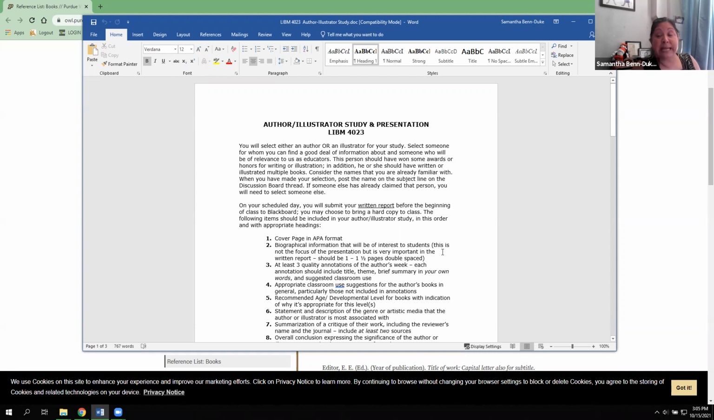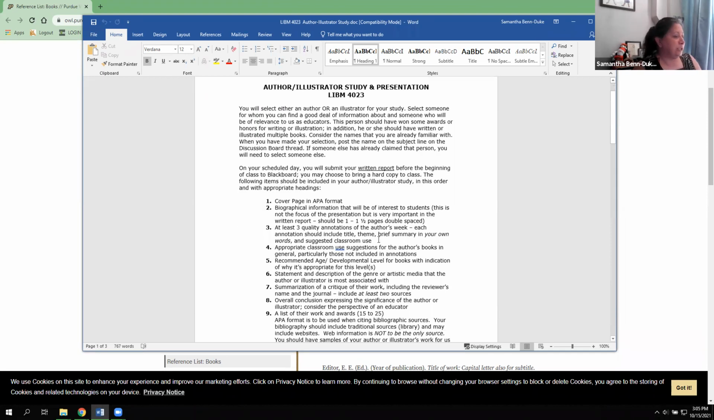And here's a great big hint. When you're writing 1 to 1.5 pages double spaced, it is never appropriate to write it all in one great big block. So keep in mind the specifics of appropriate writing standards. You're going to have multiple paragraphs.